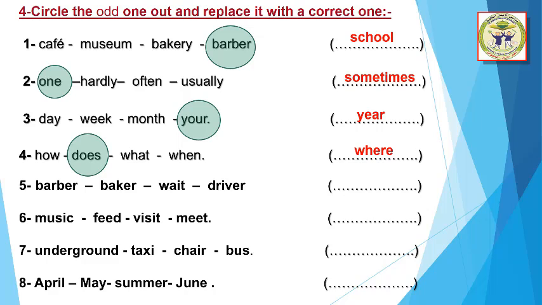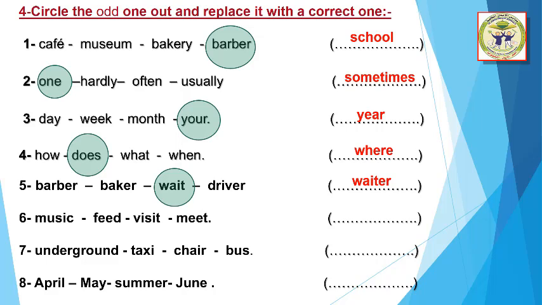Number 5, barber, baker, wait, driver. The odd word here is wait, because wait is a verb, but the other words are persons or jobs, so you replace it with any job like waiter.